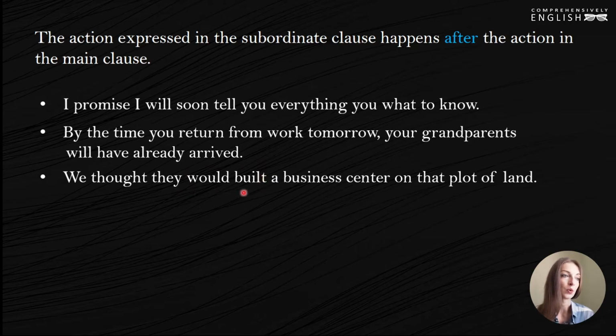We thought they would build a business center. It's incorrect to say we thought they will. We need to sequence these tenses. So we must say we thought they would build, or we thought they would be building, or we thought they would have built, whatever is the aspect. You should convert will into would. And obviously here the subordinate clause, they would build a business center on that plot of land, speaks of an action that happens after the action in the main clause.